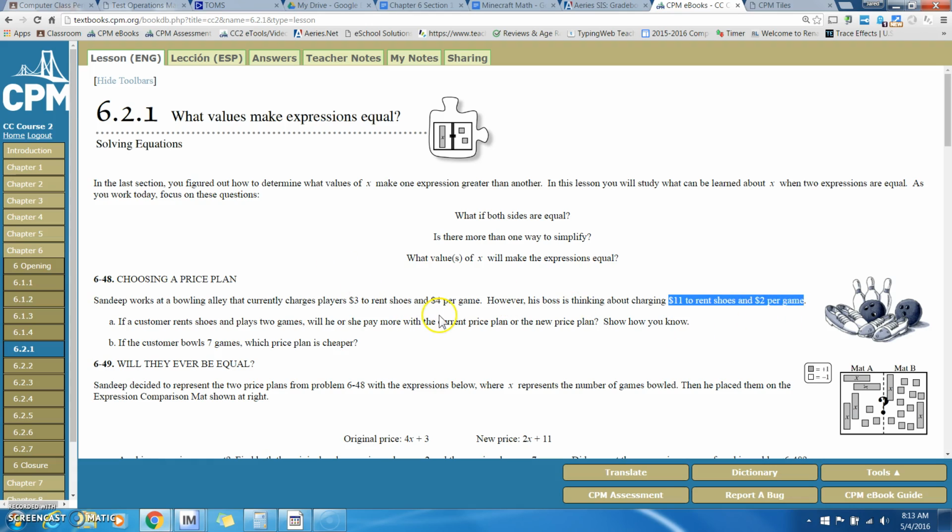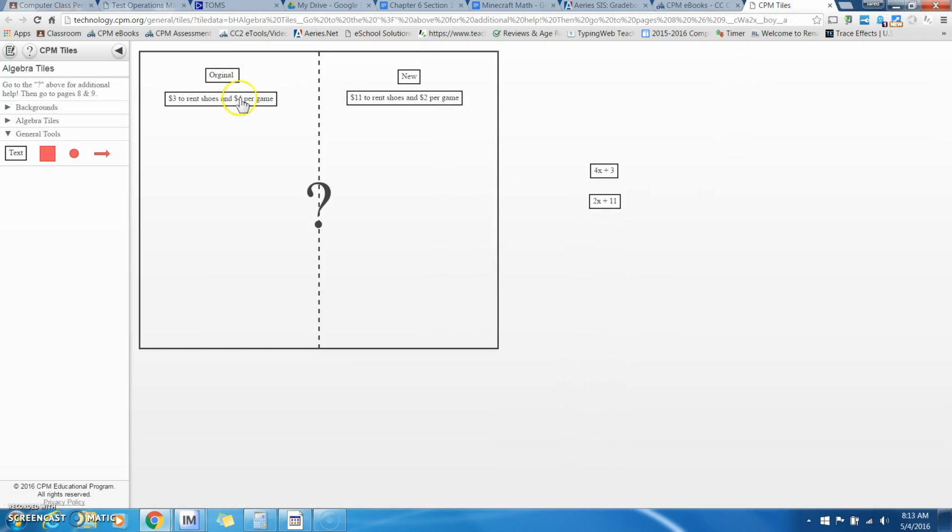So, things to look out for is how do we translate $3 to rent shoes and $4 per game, and this new plan, $11 to rent shoes and $2 per game, into expressions. The key thing here is "per." That usually means multiply for me. And here also multiply. So that means we need to use the expression mat or equation mat to help us solve this. So I have right over here set on this comparison mat, the original and the new: $3 to rent shoes and $4 per game, and $11 to rent shoes and $2 per game.